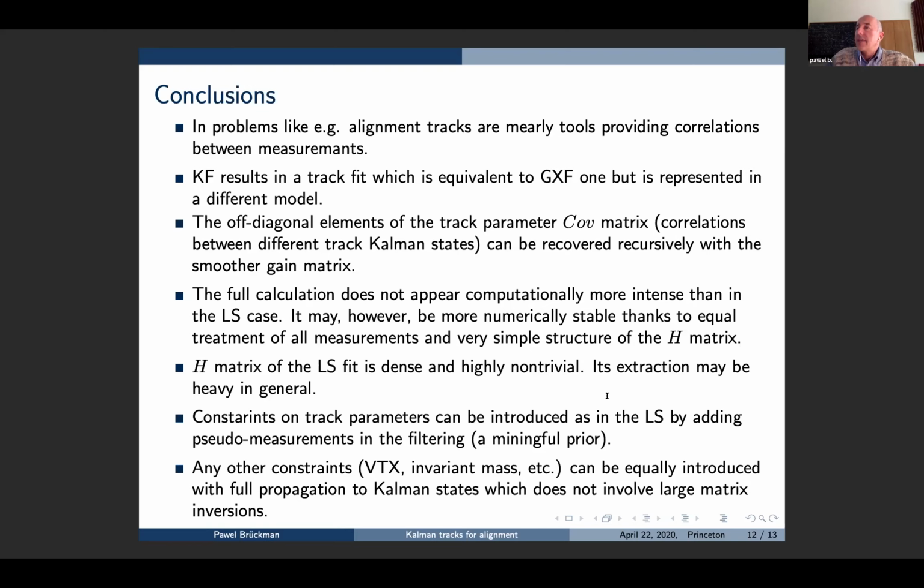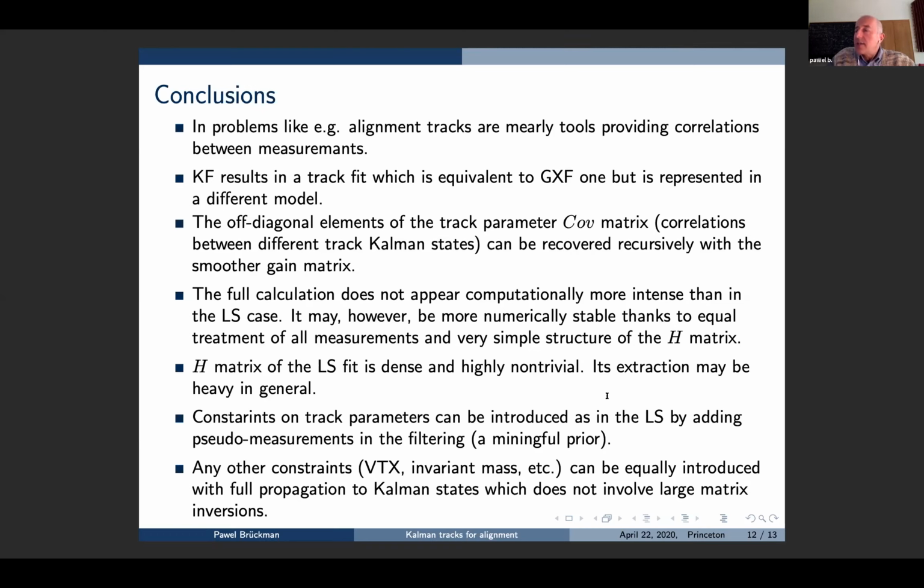And the H matrix of the least squares fit is dense and highly non-trivial. I already said that. And its extraction may be heavier in general. Constraints on track parameters can be introduced, as in the least squares case, by adding pseudo measurements in the filtering. Well, you can think of it as a meaningful prior when you start the filter.